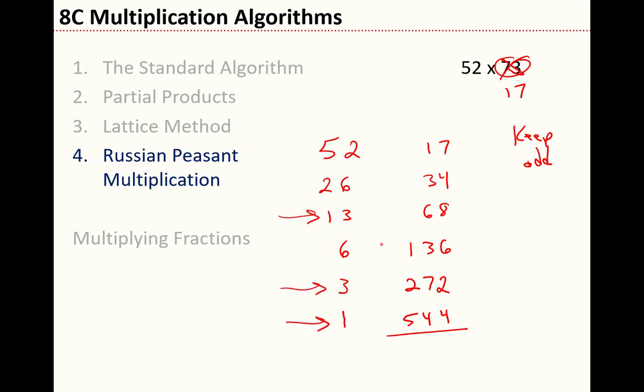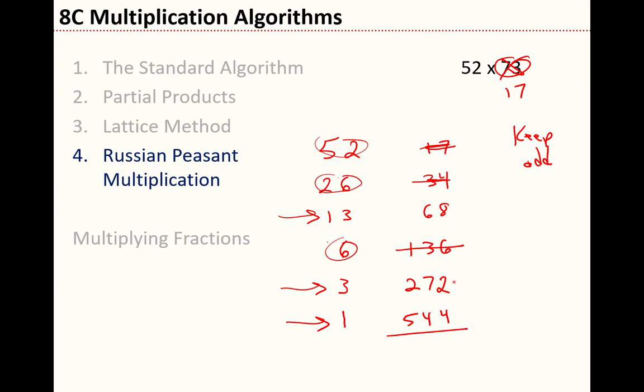Now for the evens, whenever I have an even number on the left, cross it out on the right. Even number on the left, cross it out on the right. Even number on the left, cross it out. And I only add the odd ones that remain, the numbers corresponding to the odd ones that remain.